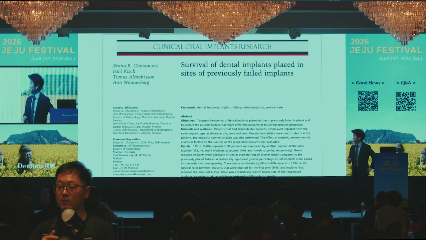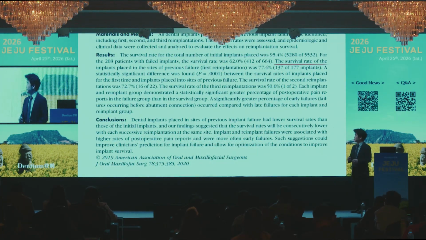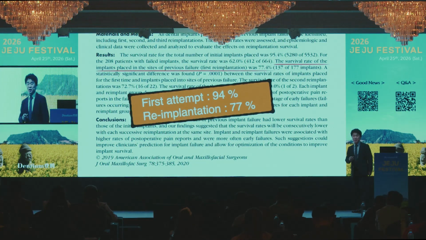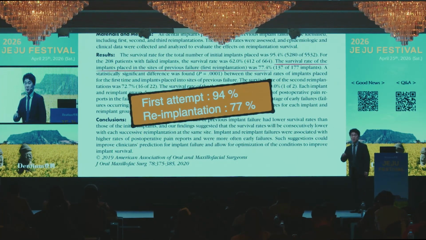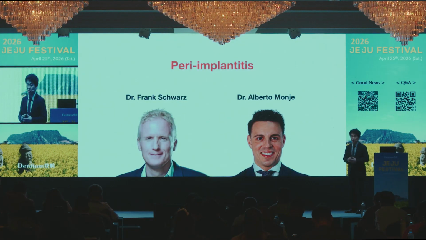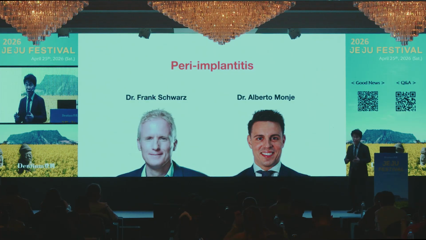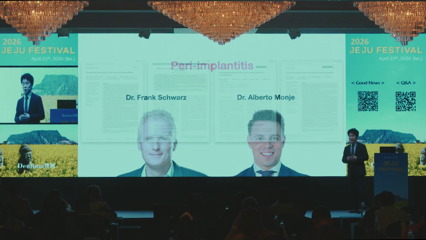Also, this article is about the re-implantation success rate. They conclude that the primary implant success rate is 94%, but re-implantation reduced the success rate to 77%. So we have to control it. Re-implantation cannot guarantee success according to this article. So for peri-implantitis, many studies have evaluated it, and we can easily access the articles.